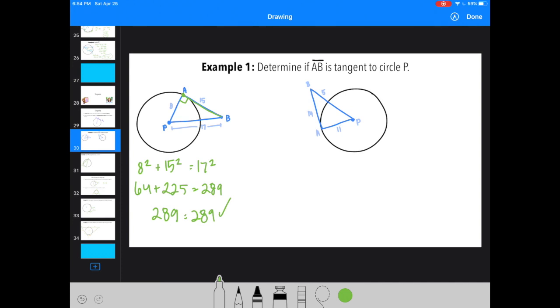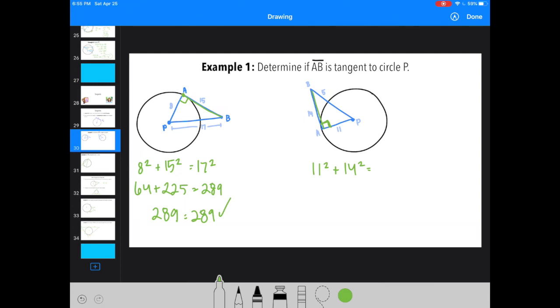All right, let's try it on this problem. My tangent should be AB. So that means this angle should be 90 degrees. I'm going to take my legs, add them together, and set it equal to my hypotenuse squared. So 11 squared plus 14 squared is equal to... Oh, wait a second. Okay, we don't have the measure of that whole side.